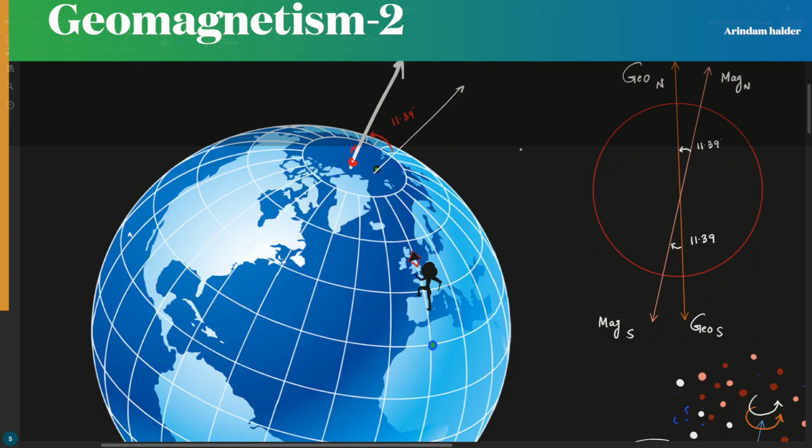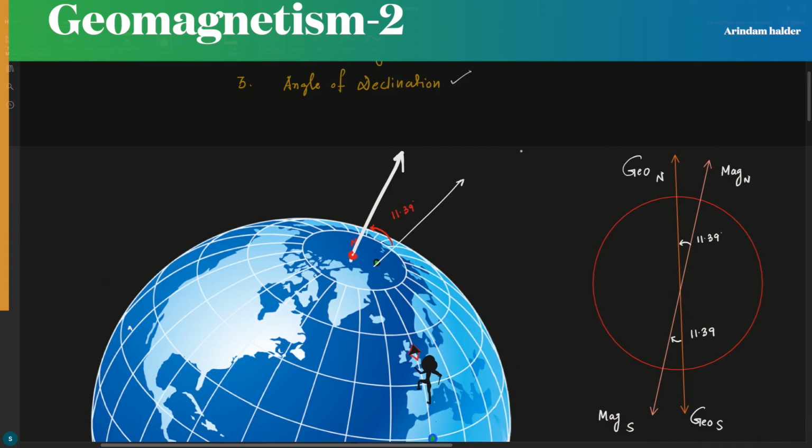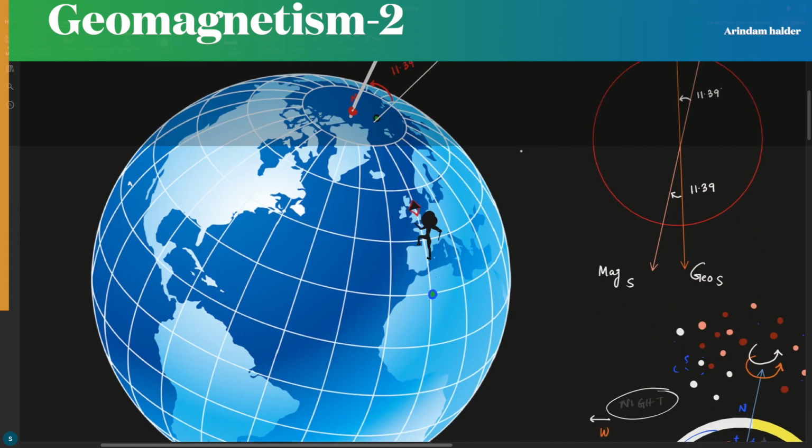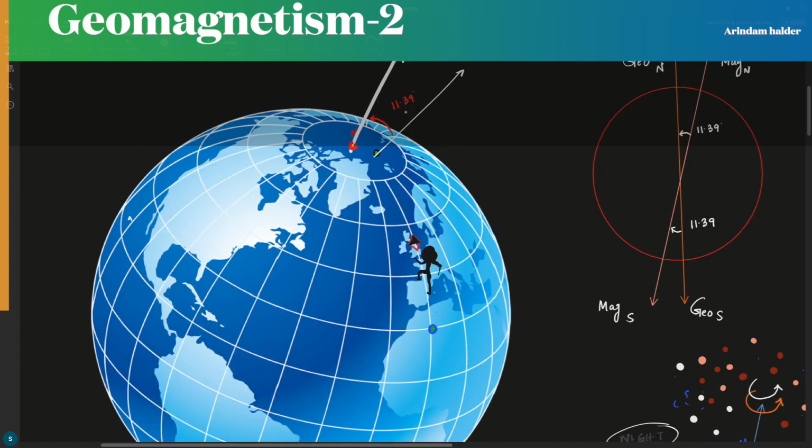I'll give you two ideas. One, I'll give you the perspective of the earth, and another, I'll give you the exact practical idea of this angle of declination. All right, so let's say for example you are here. This compass will direct towards this particular point where the magnetic North Pole actually resides, so what you need to do is shift a little bit to the left-hand side.